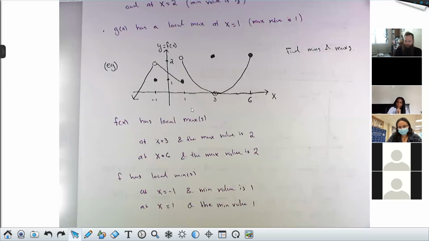Chris asked, when we're finding mins and maxes, they have to be the dark dots, not the open circles. That's true. The open circles are not actually points on the graph, remember? There are points on the graph over here, and there are points on the graph over here, but right here, there's not a point on the graph. F of 3 is 2, not 0.